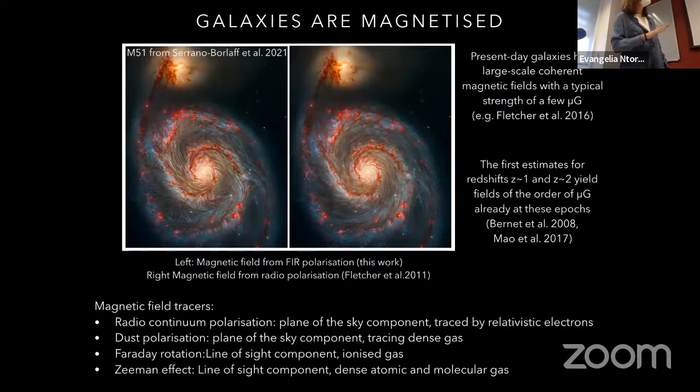The first estimates also for redshifts 1 and 2, tentative detections, show that these magnetic field strengths were already present at that time. So the magnetic field plays a role for a large portion of the galaxy's life.